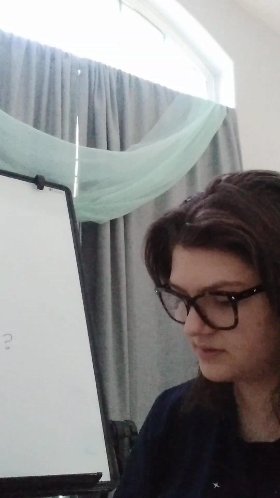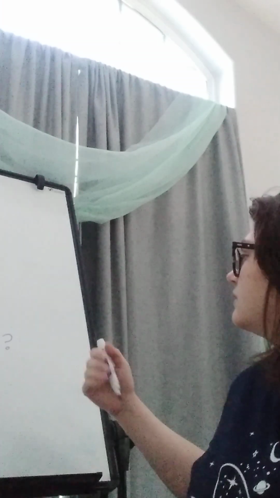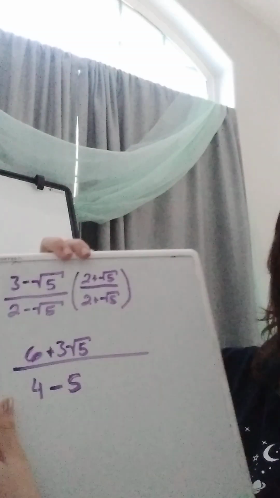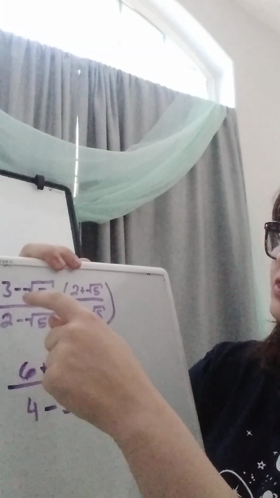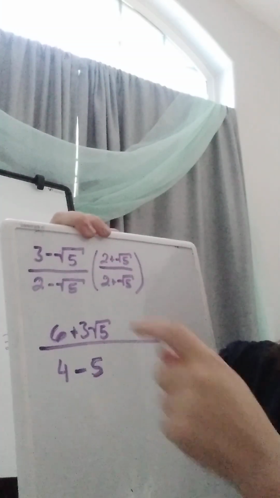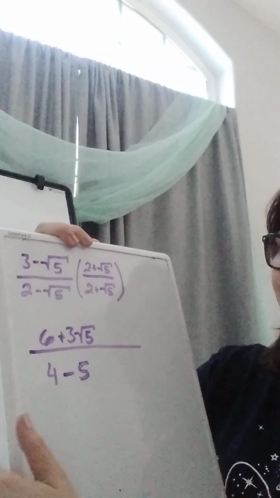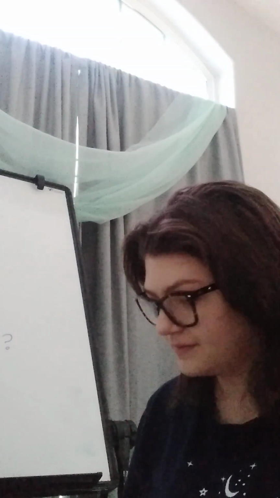5. Oh, sorry, this 6 is supposed to be 5. Yeah, that's 5. Okay, sorry. I wrote down my example wrong. It's 3 minus square root of 5 over 2 minus square root of 5. Everything else is the same. I was looking at it and I looked wrong.